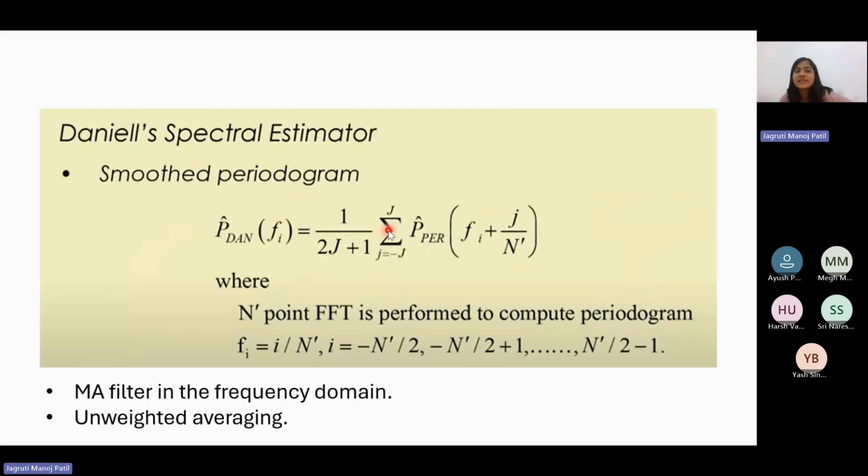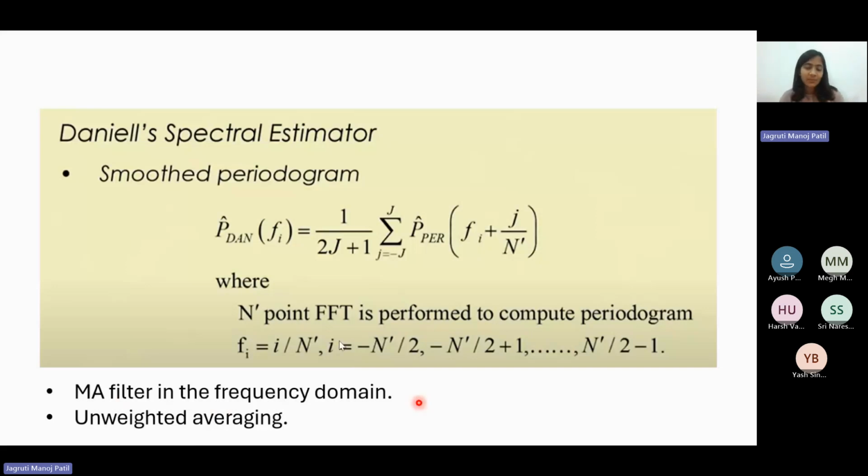That's the Daniel spectral estimator. In the Daniel spectral estimator, what he did is that he took the Fourier transform and then he applied the moving average filter in the frequency domain. So people are not yet done with the averaging part. They are very obsessed with averaging.